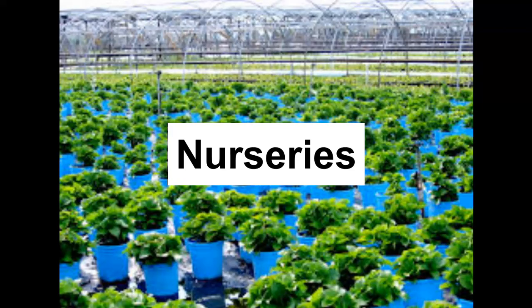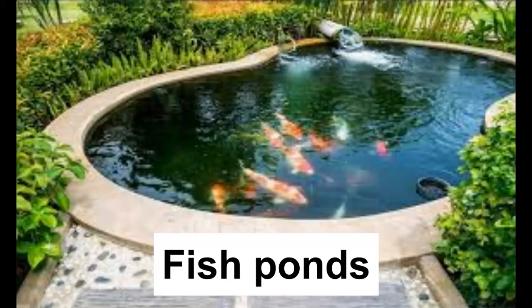The next structure under these production structures are what we call fish ponds. They are just normal ponds. They are man-made ponds or enclosures used for the controlled rearing of fish, for those that are into fish farming.